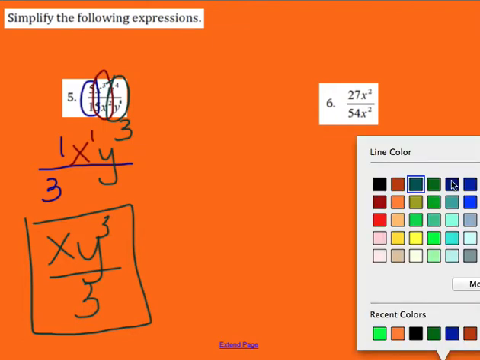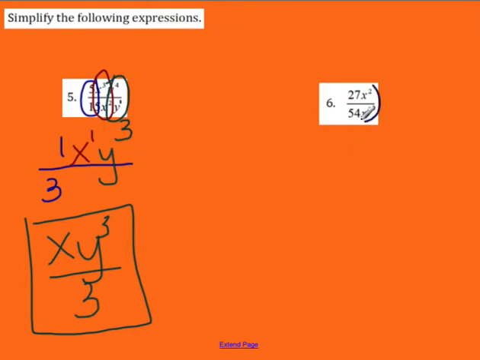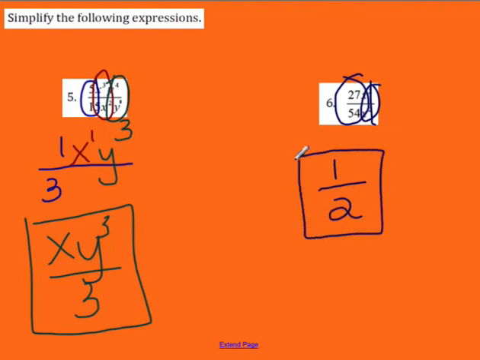Next, let's take a look at this one. The first thing I notice is that it's x squared over x squared. Since they both have the same exponent, I know they're going to cancel out. So now I'm just focusing on simplifying and reducing that fraction. 27 divided by 54. Well, 27 and 54 are both divisible by 27, and then I end up with 1/2. Since my x is canceled, 1/2 is my final answer for number 6.